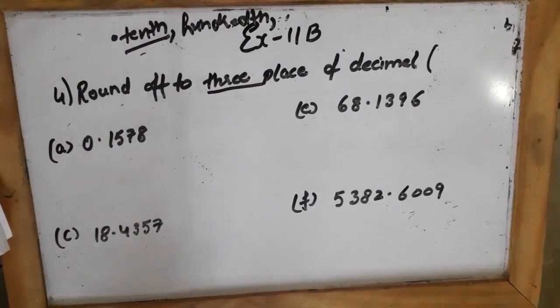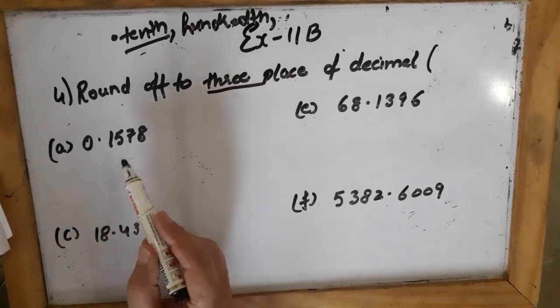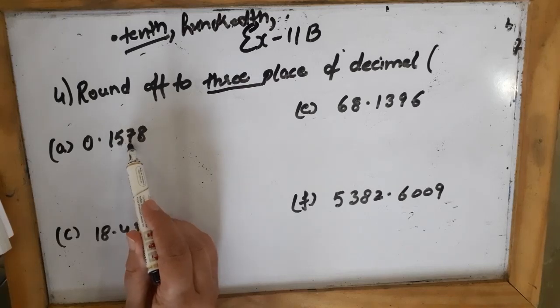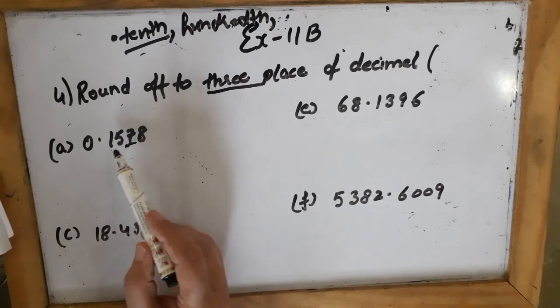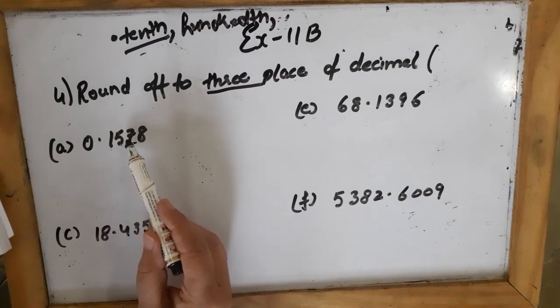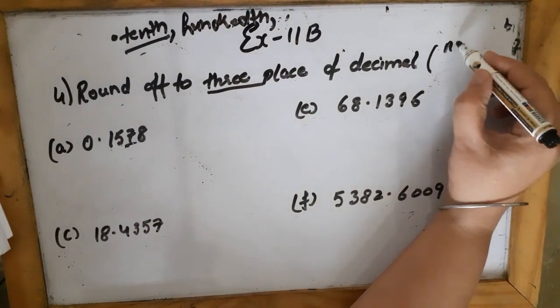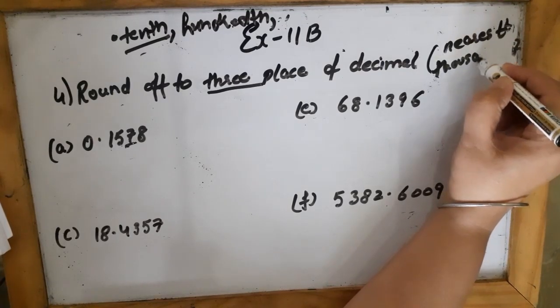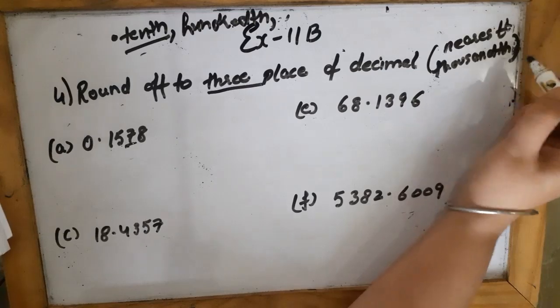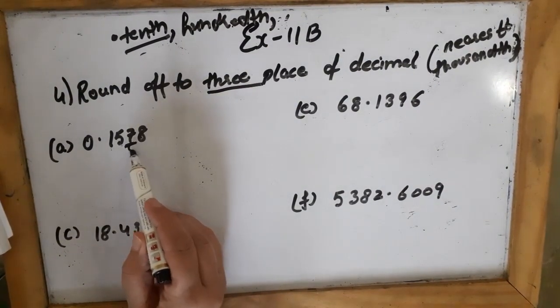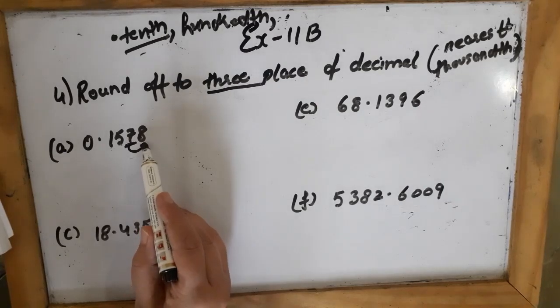Now for the fourth question, they are saying round off to 3 places of decimal. So look at the third place of decimal. This is first place, second place, and this is third place, right? And what is the place value of this? This was 10th, 100th and thousands. It means I have to round off these numbers to nearest which place? 1000th place. So I'll mark the 1000th place, and to the right of the 1000th place it's 8.